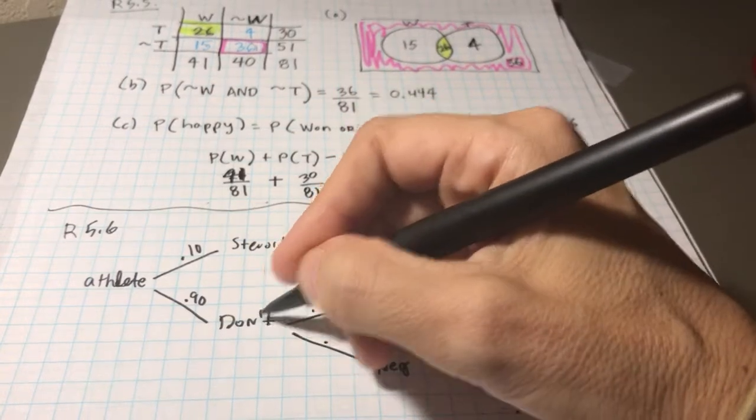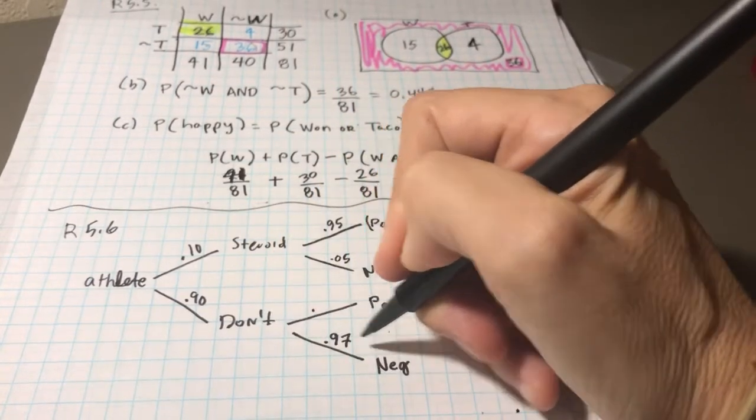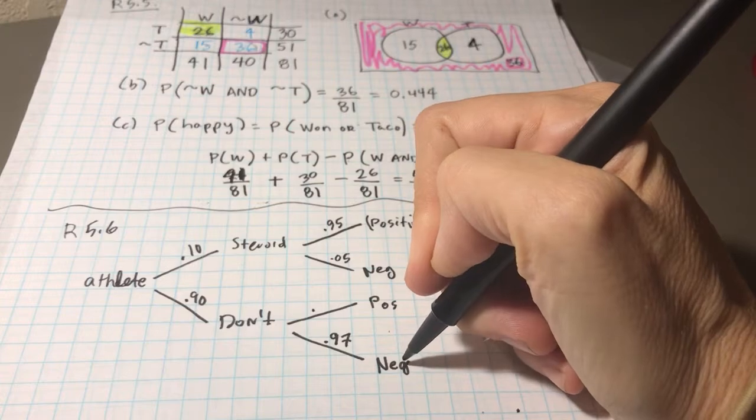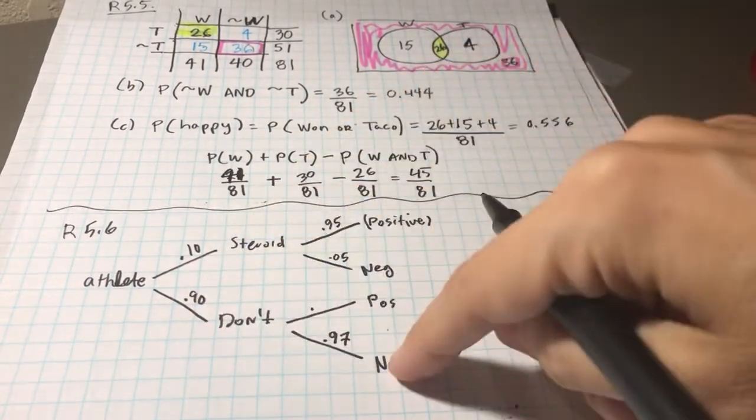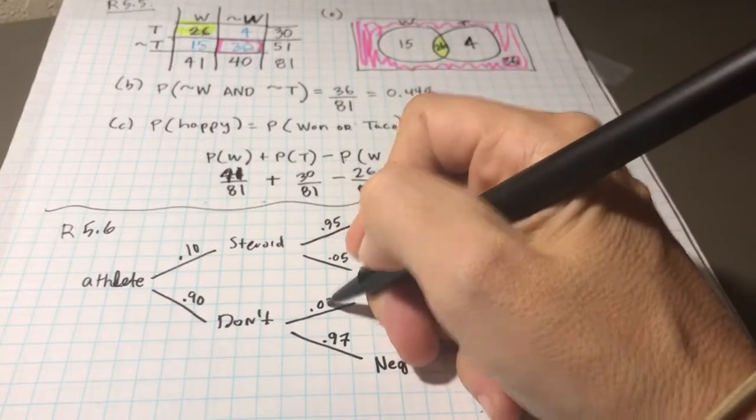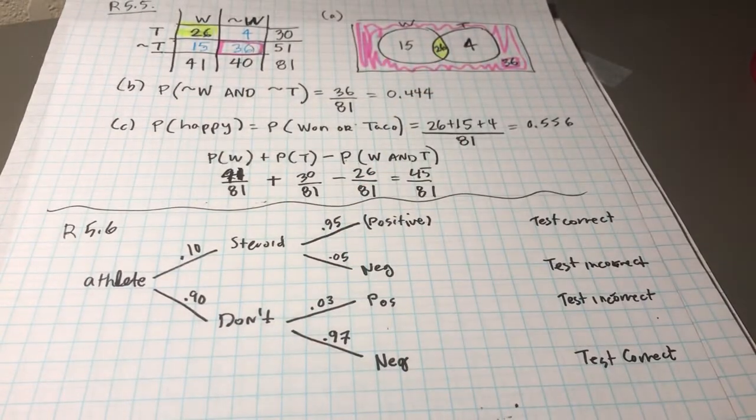And then here it is 97% accurate when they haven't taken it. So accurate would mean 97% of the time it should say negative, because again, the test would be correct. If they don't take it, it should be negative. Okay, so that might be the trickiest part. Now the math is pretty straightforward.